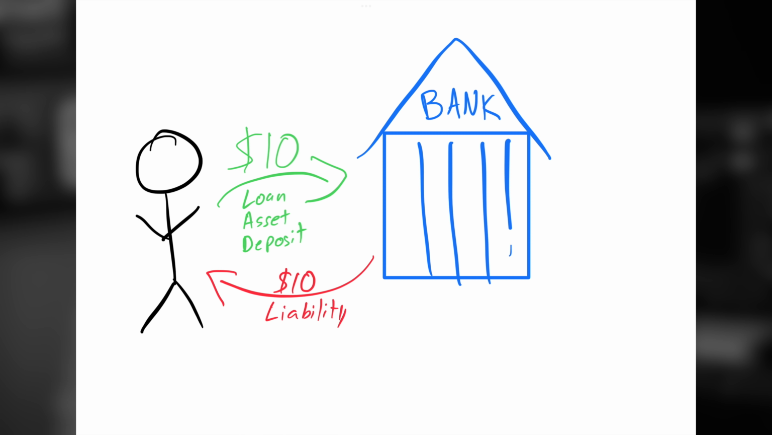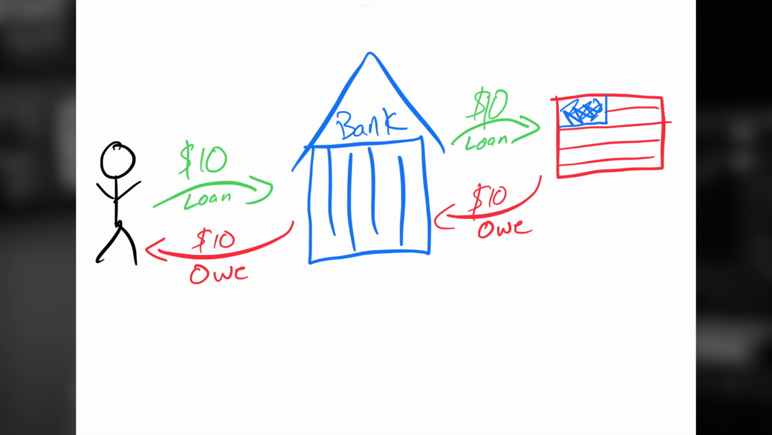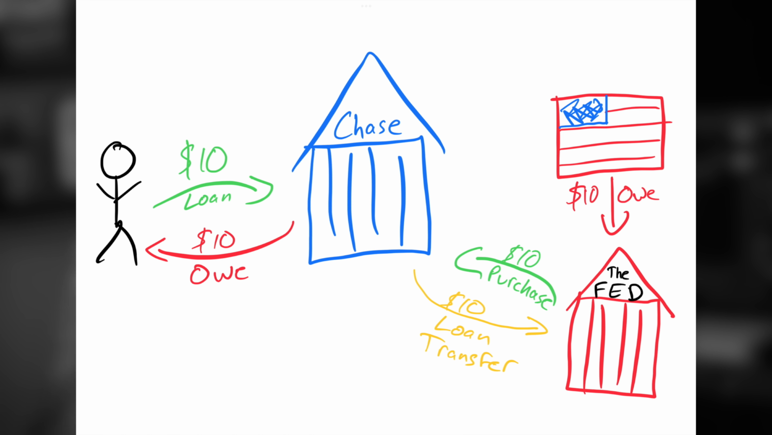So with this in mind, let's review, let's follow the money yet again. You loan $10 to Chase, called a deposit. They loan those $10 to the federal government, called a treasury. They sell that $10 loan to the Federal Reserve and they get reserves in exchange. Those reserves have been created out of thin air.